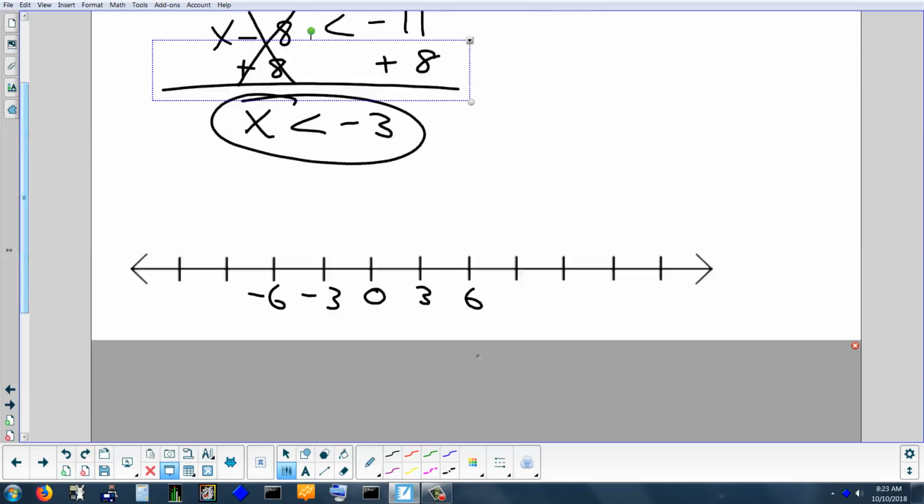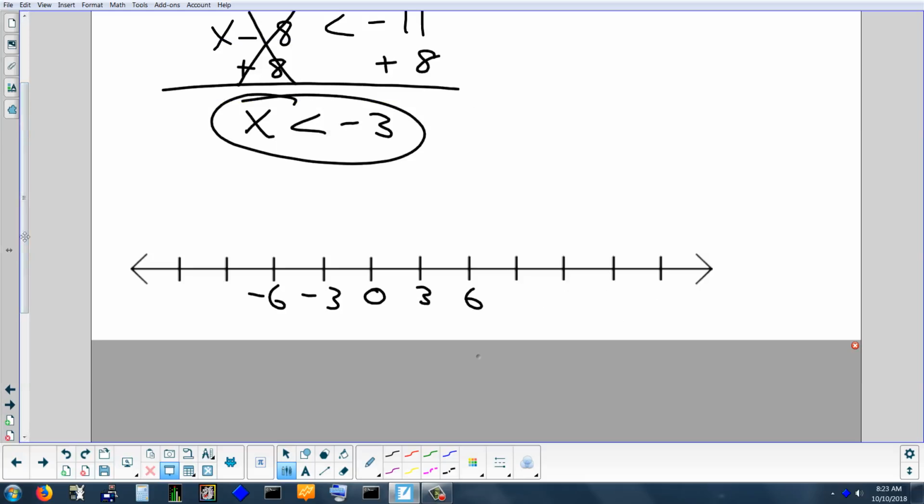Again, lots of ways to number your number line. You can go by 1s, you can go by 2s. I just went by 3s. Okay, as long as you're consistent. Don't do something like this. You can't say, oh, I'm going to go by 3s, and then all of a sudden I'm going to go by 1s, and then maybe I'll go back to 3s again. No, you just go by the same thing all the way through.